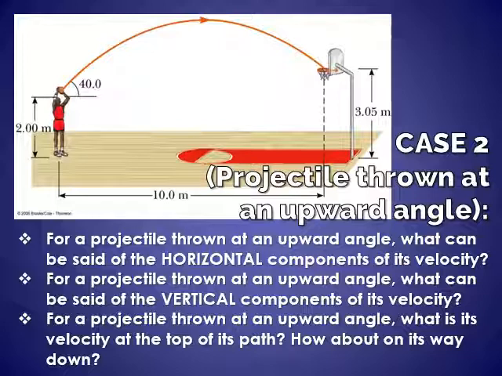So let's read. Sabi dito, first question is, for a projectile thrown at an upward angle, what can be said of the horizontal components of its velocity? Second question, for a projectile thrown at an upward angle, what can be said of the vertical components of its velocity? Third, for a projectile thrown at an upward angle, what is its velocity at the top of its path? How about on its way down? Okay, so let's answer those questions as we move on with our lesson.